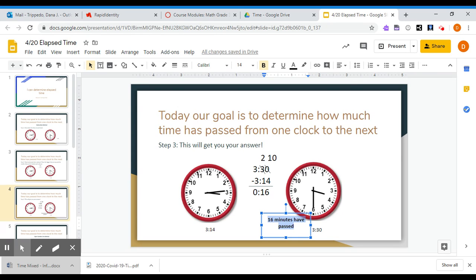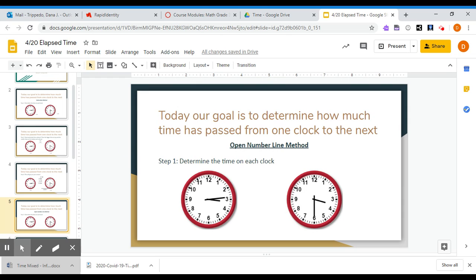So it's as easy as just determining the time, putting the bigger number on top of the smaller number, and doing some standard subtraction. But you all should remember that there is another way we can go about it, which is using the number line method, which we've been using a lot lately.